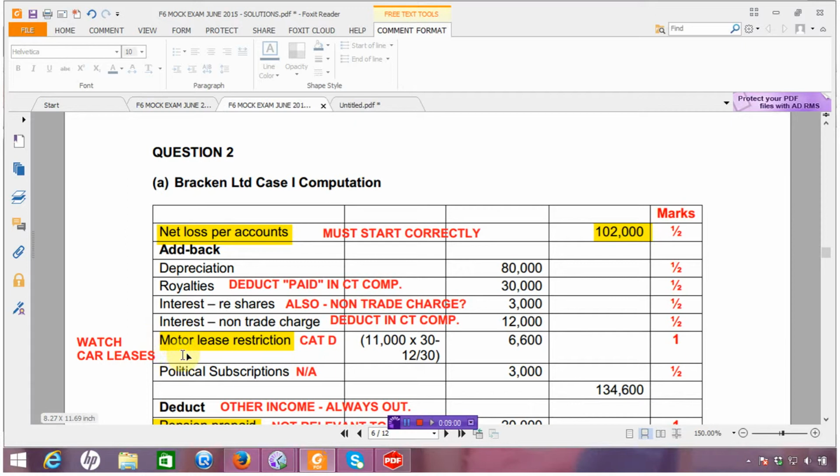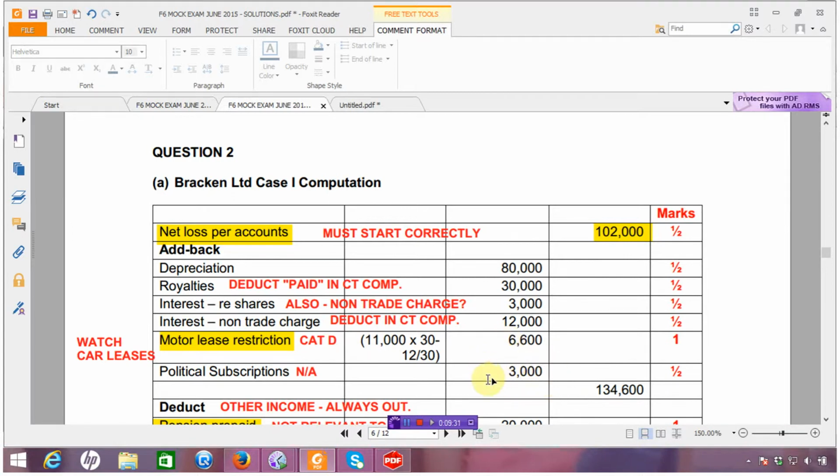In terms of this motor lease, as I mentioned earlier on, it's a Cat D car. So what we've got to do is use our little fraction based on the value of the car, which is the 30 less the 12 divided by the 30. It's difficult to remember these little fractions, but practice makes perfect. In effect, there's an amount to be stripped out of the 11,000 based on that formula because it's a Cat D car. So 30 less 12 divided by 30.